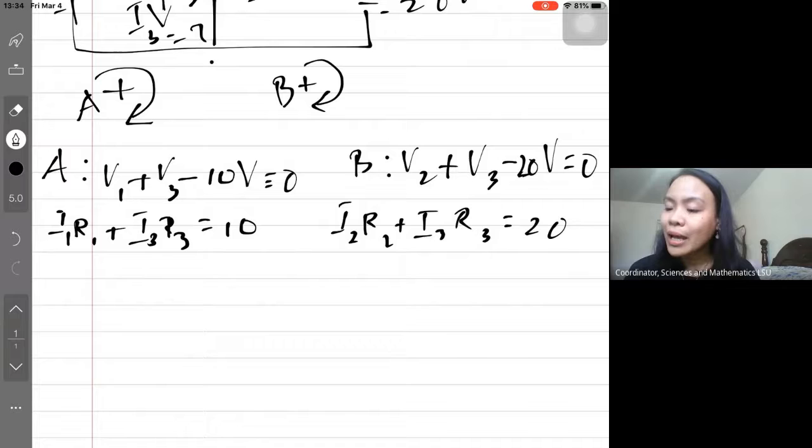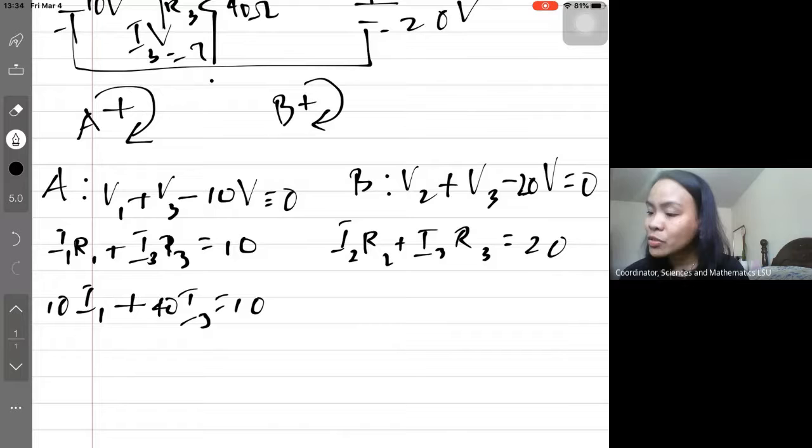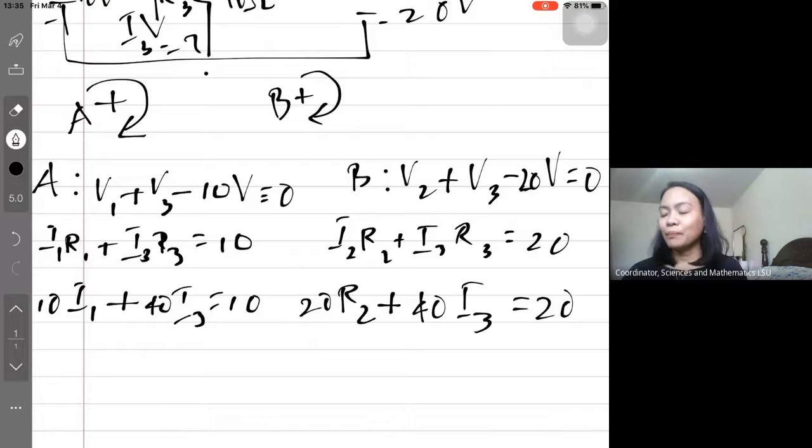We can plug in the given resistance values. Our R1 is 10 ohms, so I will do away with the units again. We have 10 I1 plus, R3 is 40 ohms, so 40 I3 is equal to 10. Our R2 is 20 ohms, so 20 I2 plus 40 I3 is equal to 20. So we have our two equations now: 10 I1 plus 40 I3 is equal to 10, and 20 I2 plus 40 I3 is equal to 20.